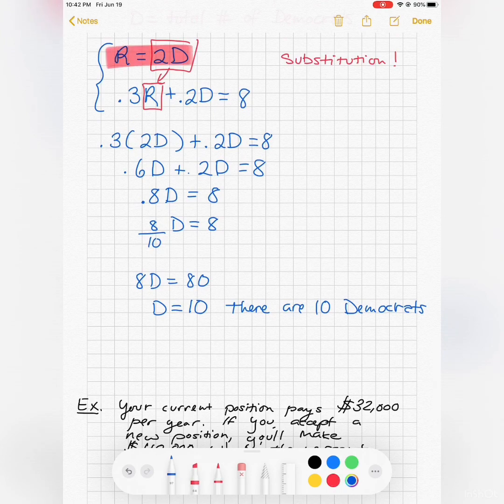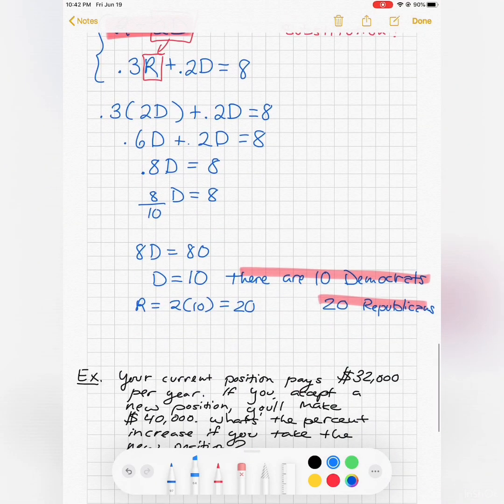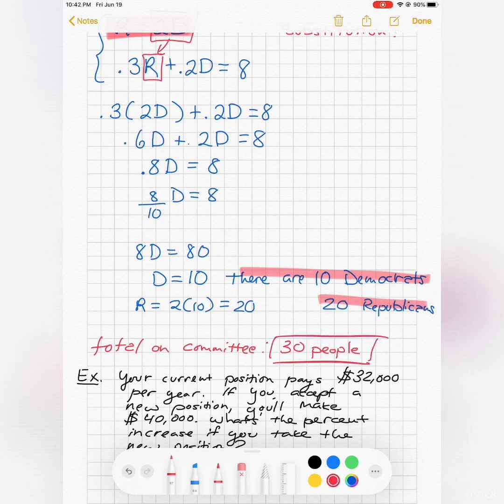We have this equation, right? So R is 2D, 20 Republicans. Okay, what was the original question? How many people are on the committee total? So the total on the committee is 10 plus 20, 30 people. Okay, there's my answer.